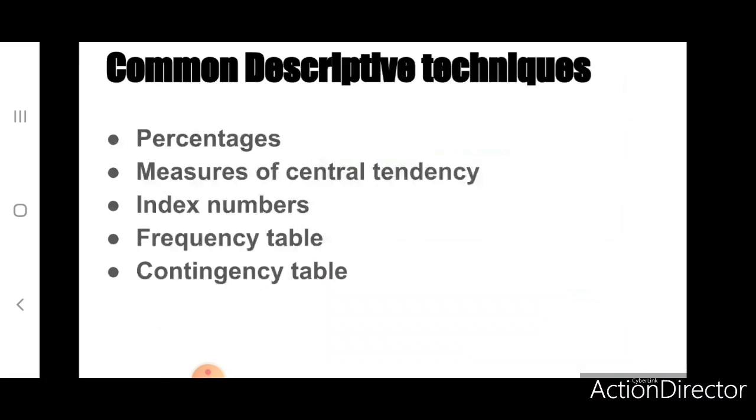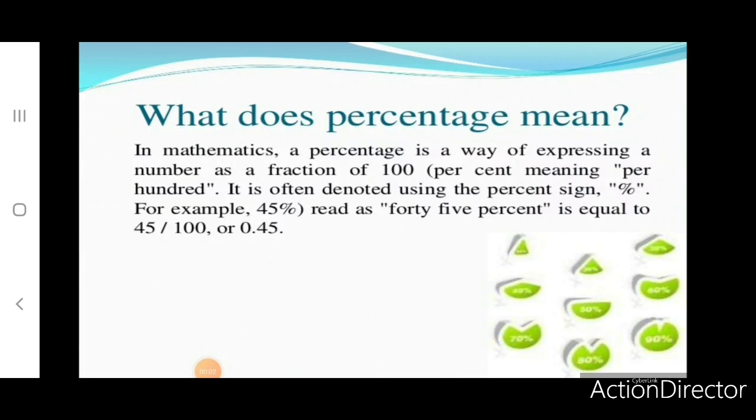Now the next topic for today's discussion is common descriptive techniques. The most common descriptive statistics used in research are percentages, measures of central tendency, index numbers, frequency table, and contingency table. So first we can discuss the concept of percentage.